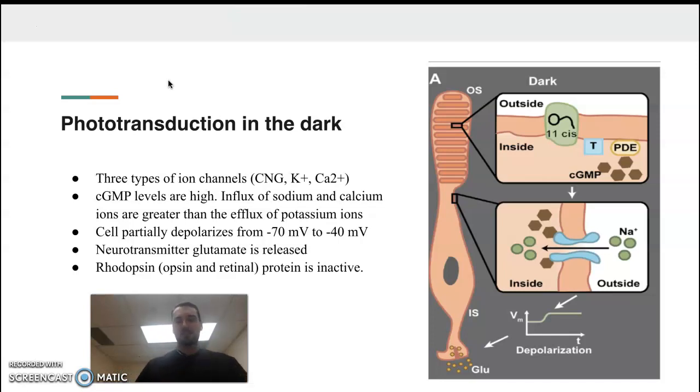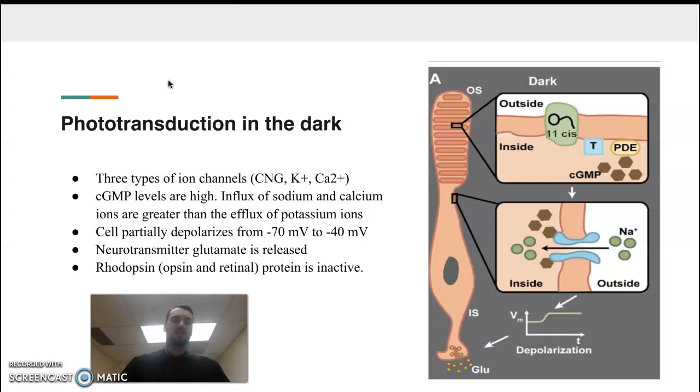So what happens is, as you can see on the bottom part of the picture, we have a slight depolarization that occurs in the rod. And as those sodium ions come in, the calcium ions come in, we have a neurotransmitter that's released because of this depolarization. That neurotransmitter is called glutamate. So on the bottom, you can see glutamate molecules are being released, and we have a depolarized cell, glutamate's released. I'll talk about the importance of what happens when that neurotransmitter is released.